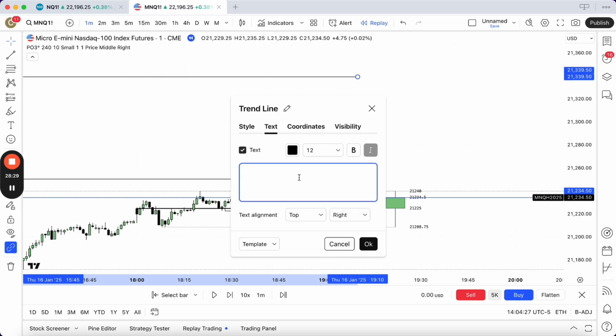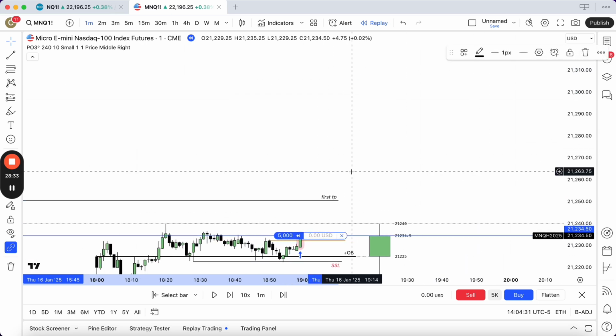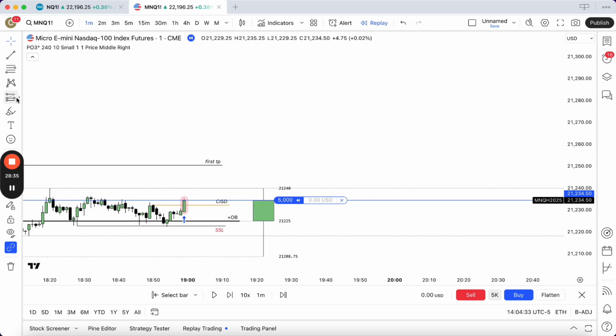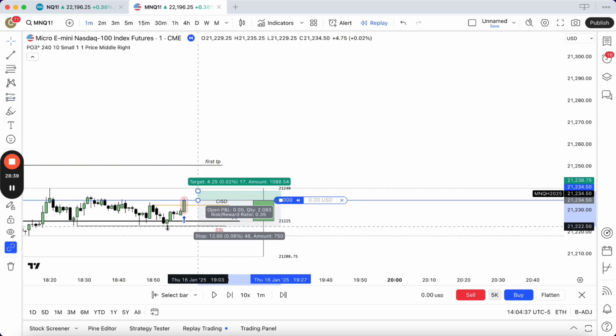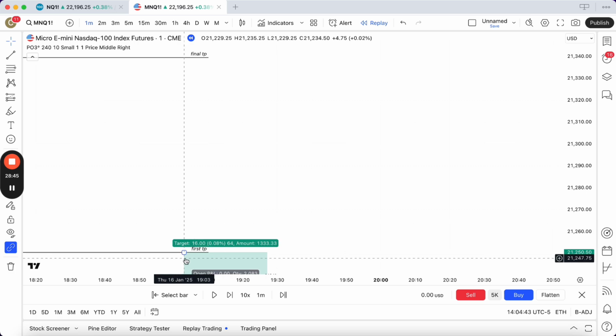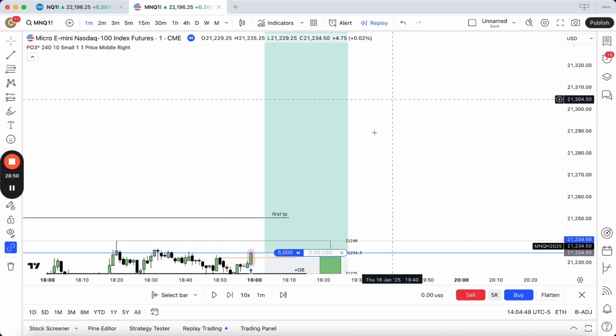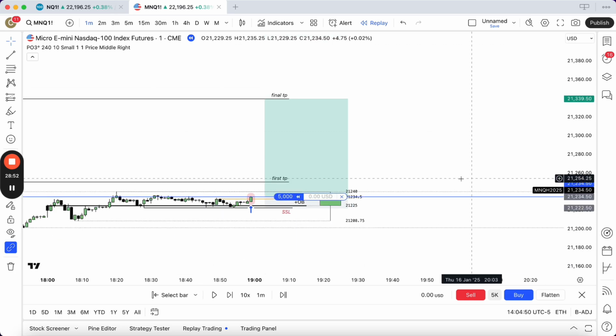And then final TP. All right. So I'd get in. My stop would go at these lows. And then my first TP would be here for a 1.3R. And then my final TP would be all the way up here. So it'd be like 105 points. Let's see what happens.